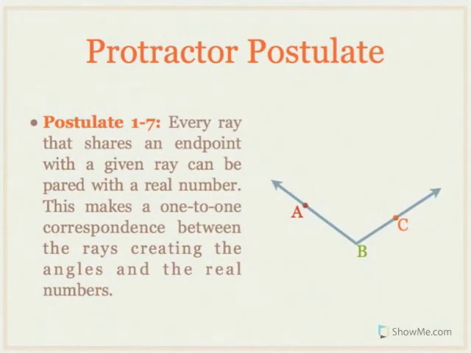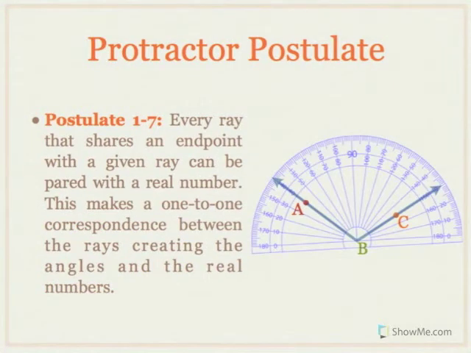Because we need a way to measure angles, we now have the protractor postulate, which says that every ray that shares an endpoint with a given ray can be paired with a real number. And that makes a one-to-one correspondence between the rays creating the angles and the real numbers. I think this will make a lot more sense if you can see a protractor.